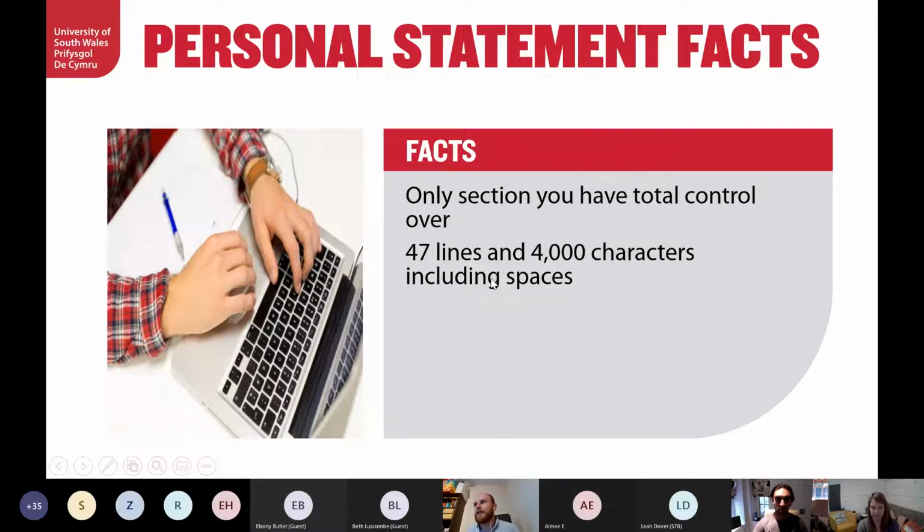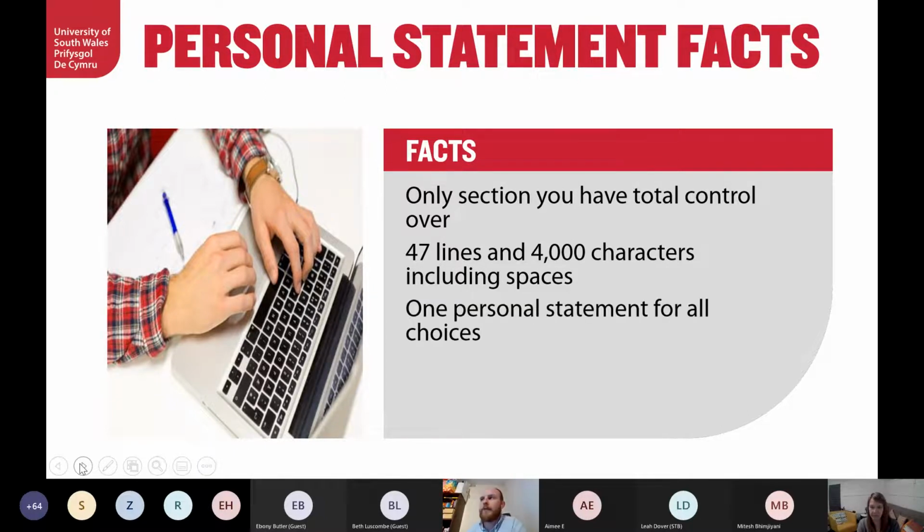It's 47 lines long, or 4,000 characters, which is about a page and a quarter. I'd say to people, if your statement's under a page, it's probably not ready to send, and at that point you should seek some further input from maybe a careers advisor or head of sixth, or potentially your teacher or someone through the university, or by coming to an open day. And you get one statement for all choices, which Pamela will touch on quite a lot with nursing, and how you can make sure that you really specialise your application.